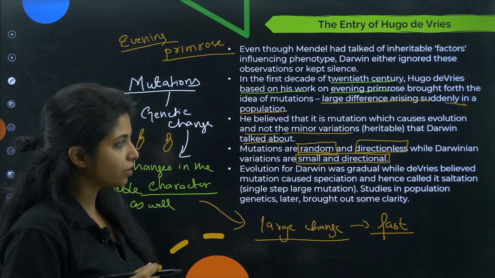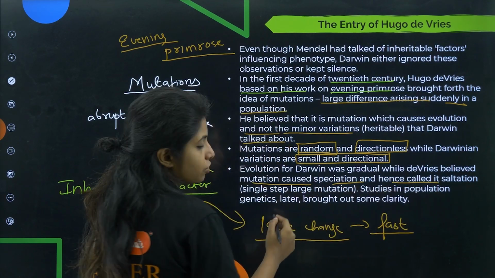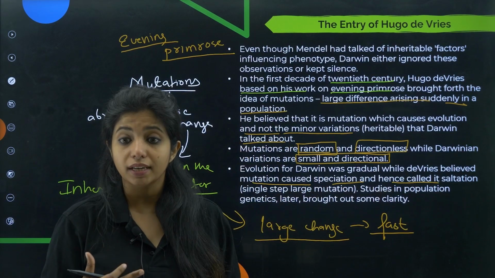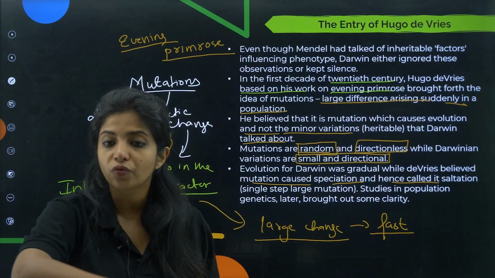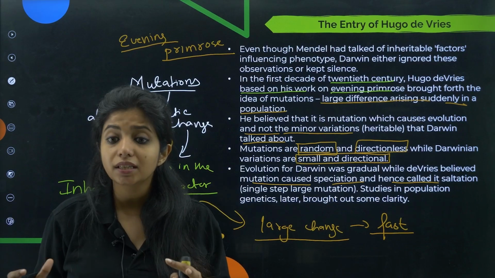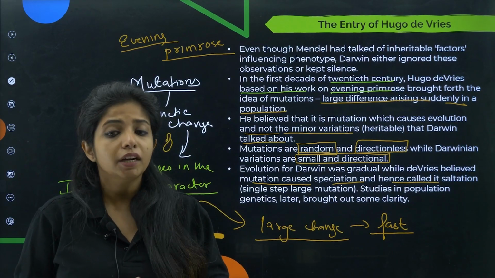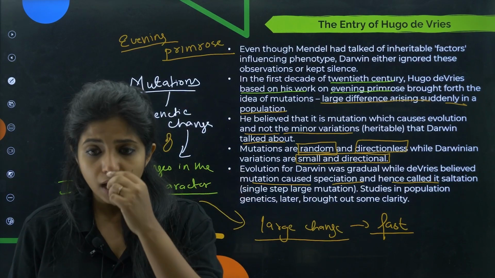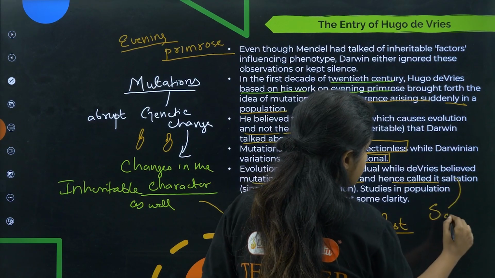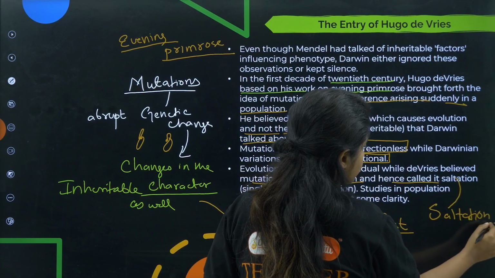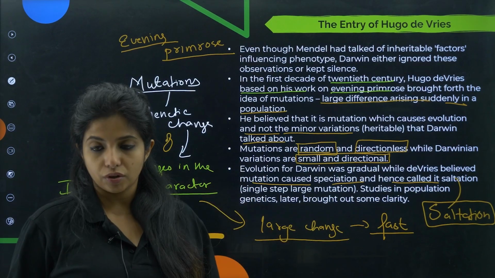So evolution of Darwin was gradual, whilst De Vries believed that mutation caused speciation and hence saltation. So basically, Hugo De Vries said that it is mutations that brought out this very large scale change, and this is the reason why we have different species. It is not because of Darwinian small minor things that different species have come. Now he called this process what, children? Saltation, a single step process by which you get so many species around.